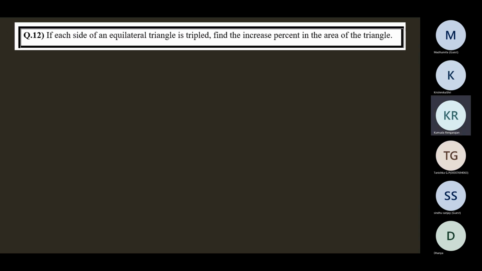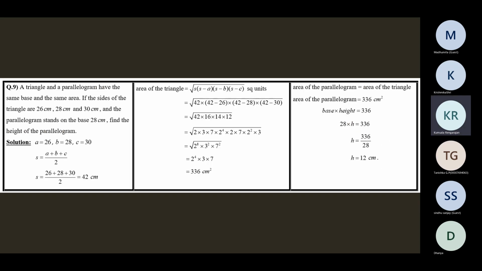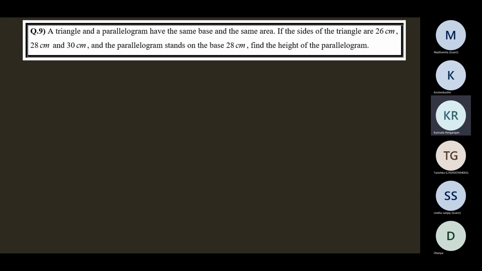Find the percentage increase. This we have finished earlier. I think that's all. We're almost done with Heron's formula. Find the percentage increase in the area of a triangle if each side is doubled.